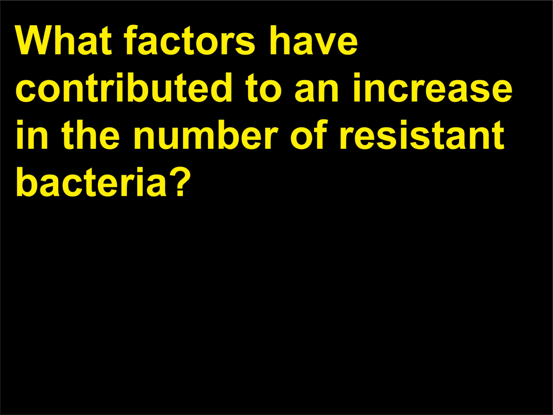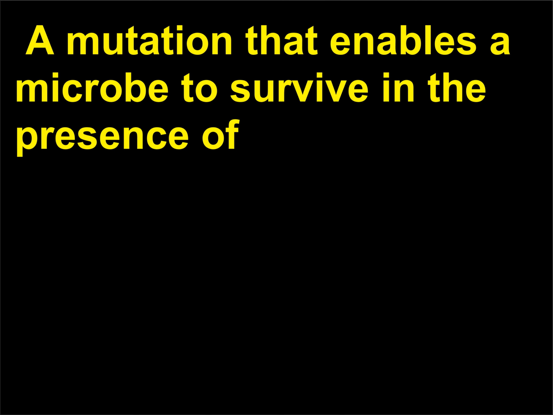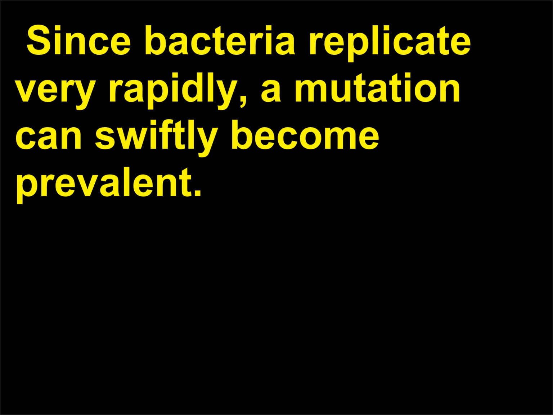What factors have contributed to an increase in the number of resistant bacteria? Bacteria mutate in order to adapt to new conditions. A mutation that enables a microbe to survive in the presence of an antibiotic quickly spreads throughout a microbial population. Since bacteria replicate very rapidly, a mutation can swiftly become prevalent.